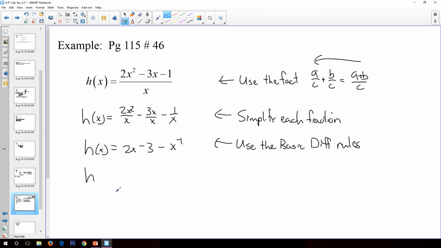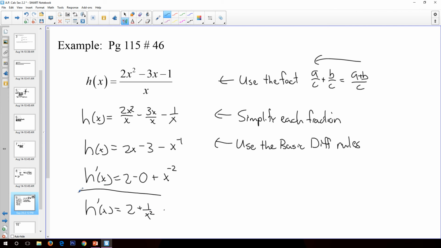And since I am going to do the derivative, it now becomes h prime. The derivative of just 2x, it's x to the first. 1 times 2 is 2. 1 minus 1 is 0, so that becomes just 2. The derivative of a constant is always 0. And then it's going to be negative 1 times negative, making that a positive 1, and then it'll be x to the negative 2. And so my final answer, h prime of x, is just going to be 2 plus 1 over x squared.